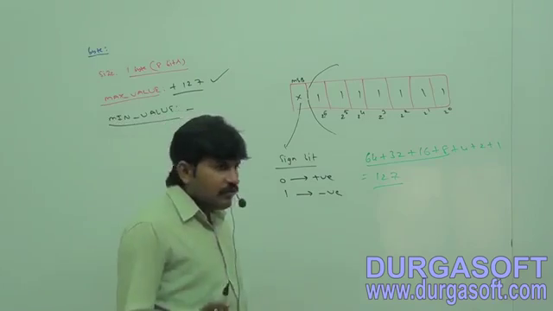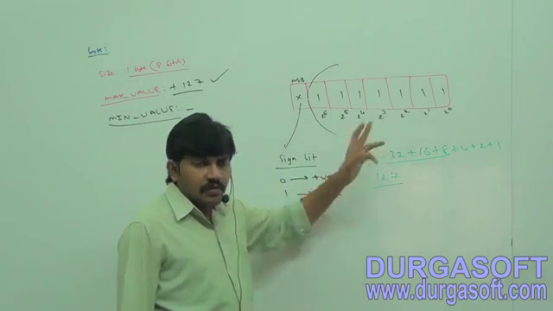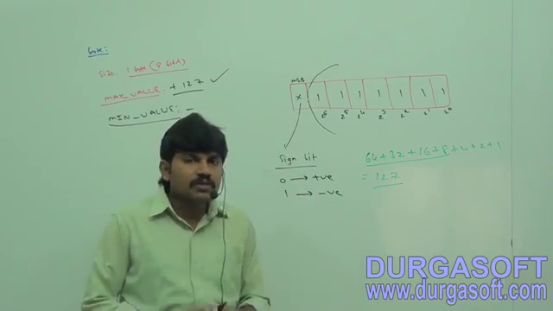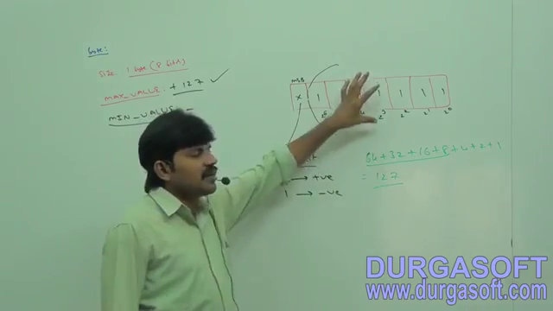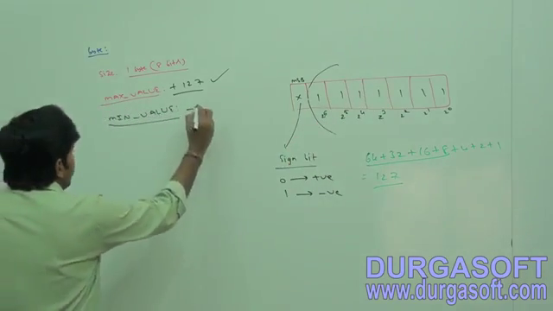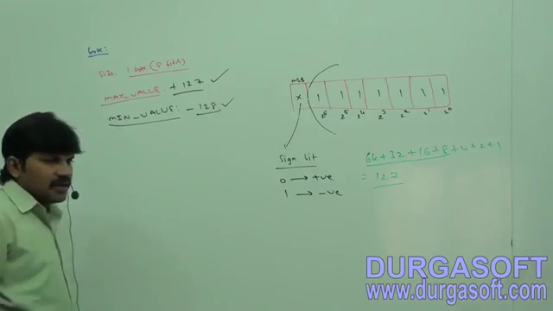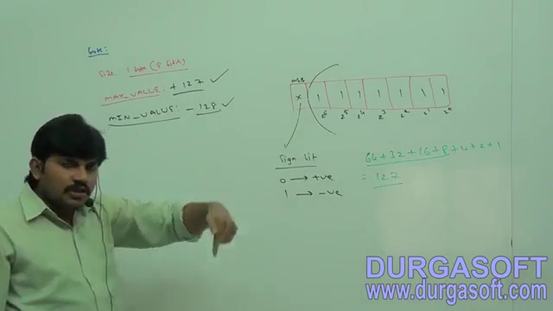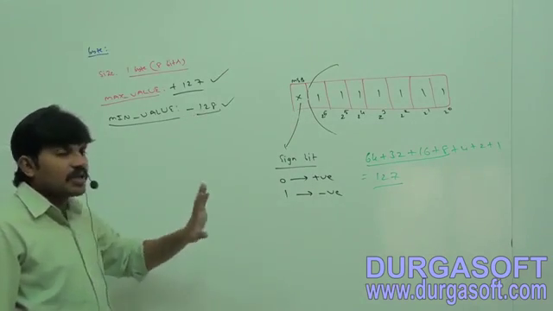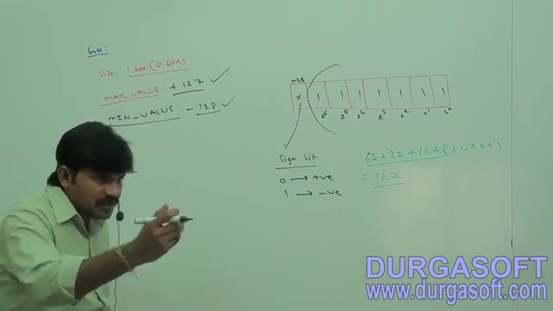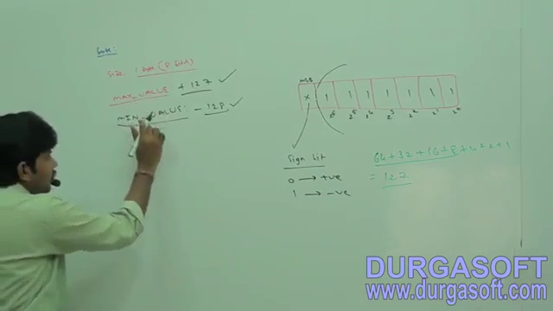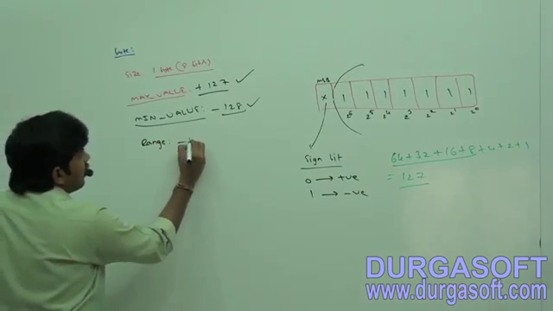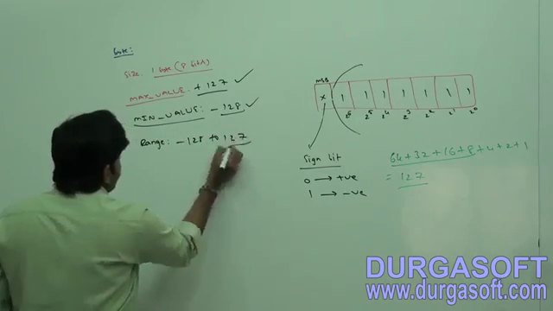Positive numbers will be represented directly in the memory, but negative numbers will be represented in 2's complement form. By using 2's complement form, 7 bits are enough to represent 128, no problem at all. But what is that representation? I will discuss it soon. Now, max value, min value. So, what is the range? Minus 128 to plus 127.